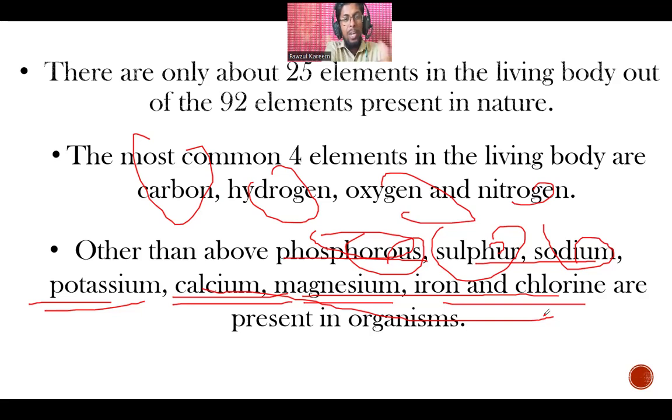The other remaining 21 elements are phosphorus, sulfur, sodium, potassium, calcium, magnesium, chlorine. All of these come under those 21 elements.